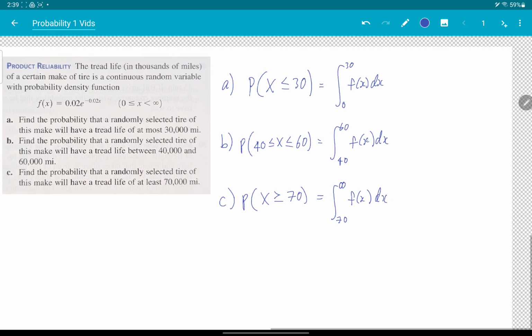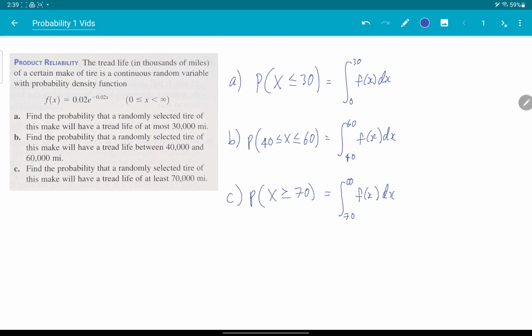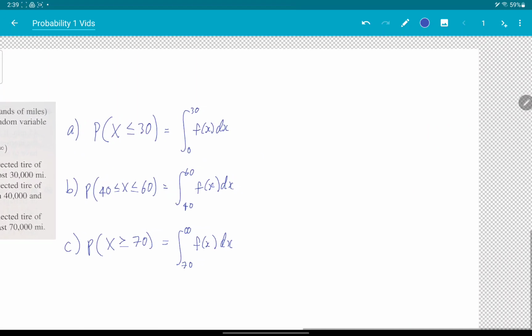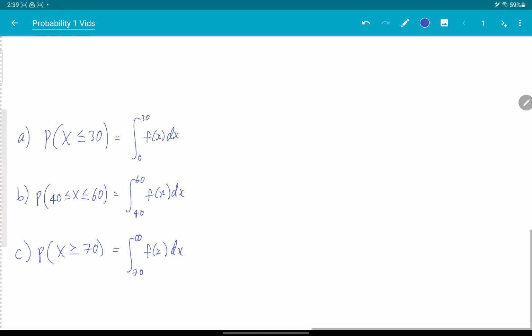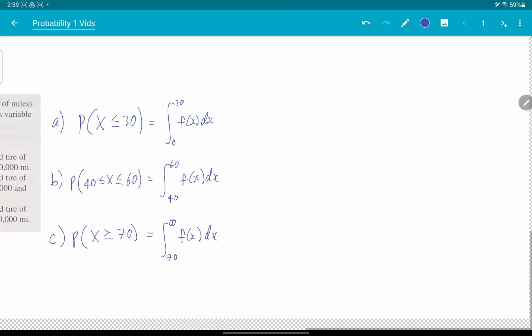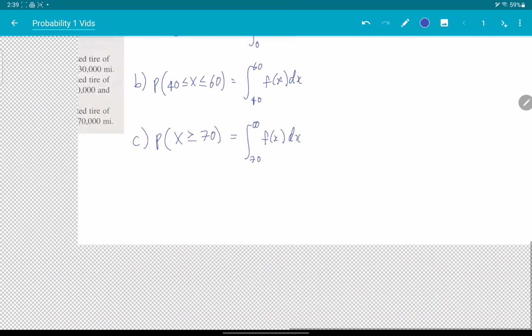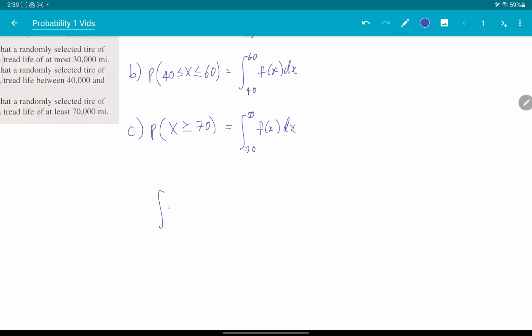Okay, part A. So part A is this integral here. Now, I can see that I'm going to be doing this integral of f of x 3 times, so why don't I just think about what that's going to be. So the indefinite integral of f of x is worth doing on the side. That's the integral of 0.02 e to the negative 0.02 x dx.